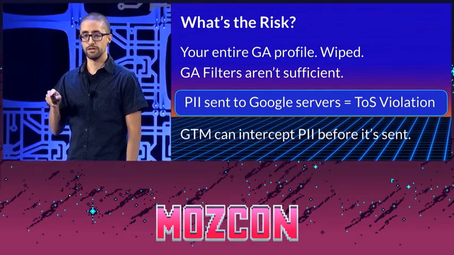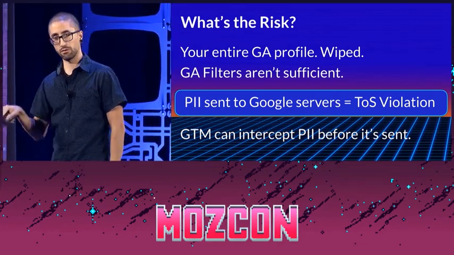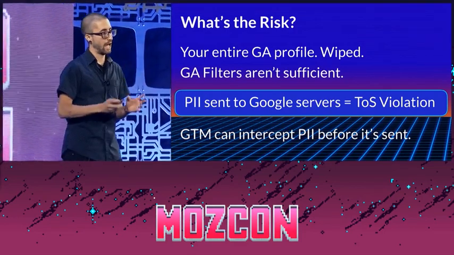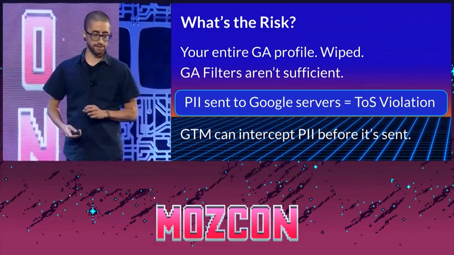And it's not enough to apply Google Analytics filters because that happens after the fact. The data's already been sent to Google. So with Google Tag Manager, everything that it does happens before any data is sent out for processing. So you can use GTM to intercept that.